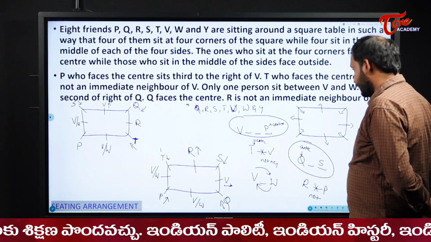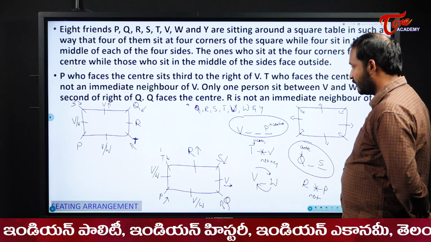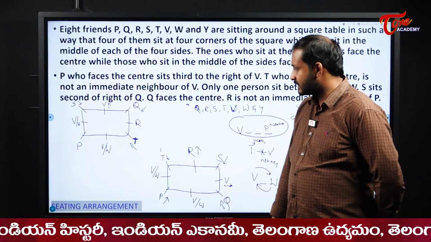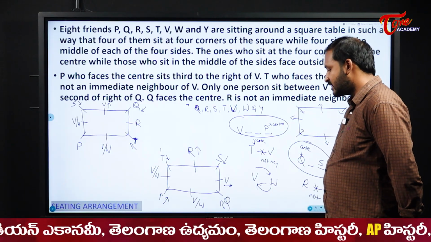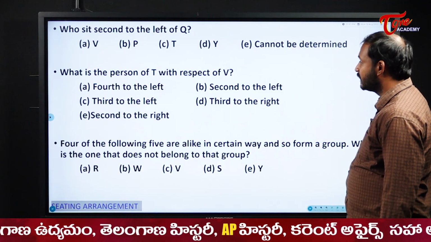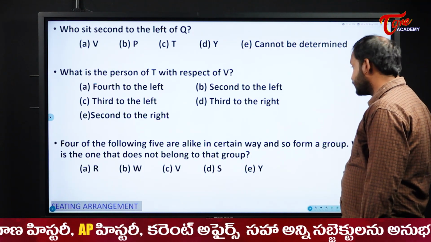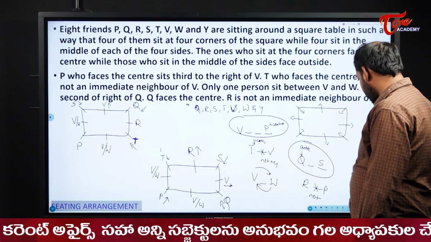Okay, now what will happen? Who sits second to left of Q? We will try to find second to left of Q. Who is sitting? P in this case. In this case, T. There are two chances, right? Second to left of Q, we cannot tell exactly. What is the position of T with respect to V? This one also we cannot tell exactly.